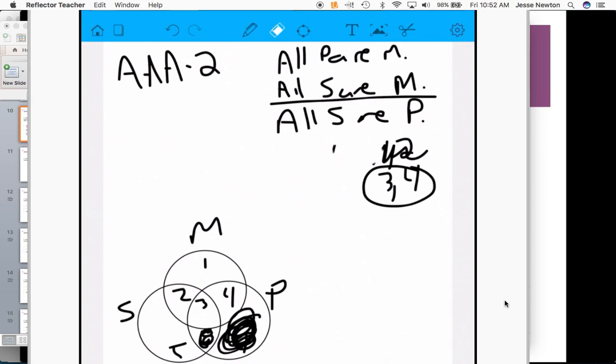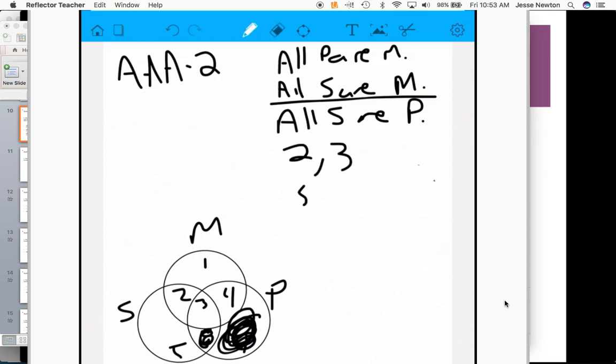Now we come here and we're going to do premise number 2. All S, which is 2, 3, 5, and 6, are P, 3, 4, 6, 7. And what we do here is we're going to locate the regions of overlap, which, wait, I'm sorry, I said P. I knew something seemed wrong. All S are M. Oh, that would have really been bad.